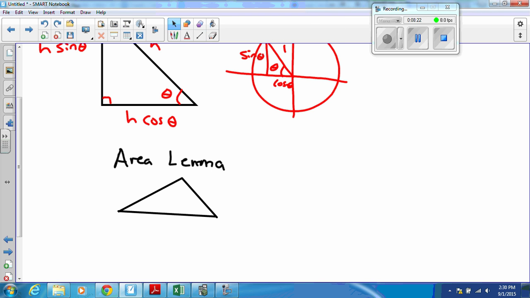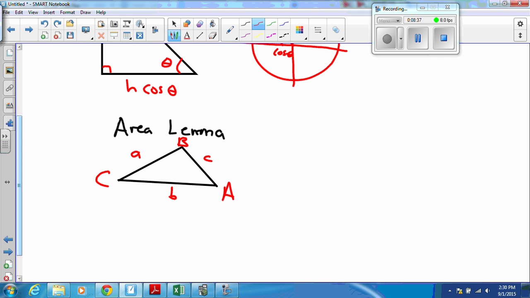If I take some triangle and I label its sides a, b, and c, and the corresponding angles across as capital A, B, and C, the area of triangle ABC is given by 1/2 of the product of two sides, ab, times the sine of the included angle C.